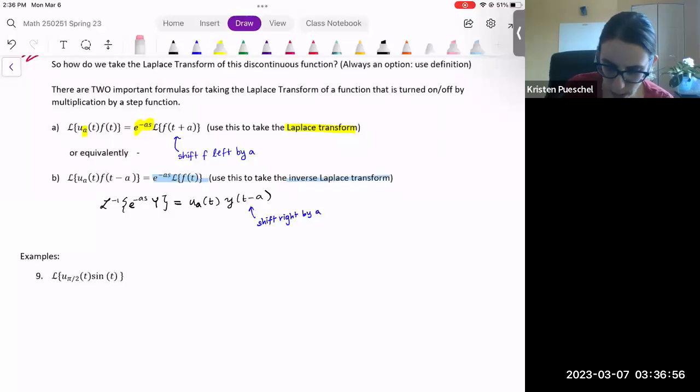Okay, so we're going to take a look at an example here. We want to take the Laplace transform of this product. We have the step function that turns on at time pi over 2 times this function sine of t.